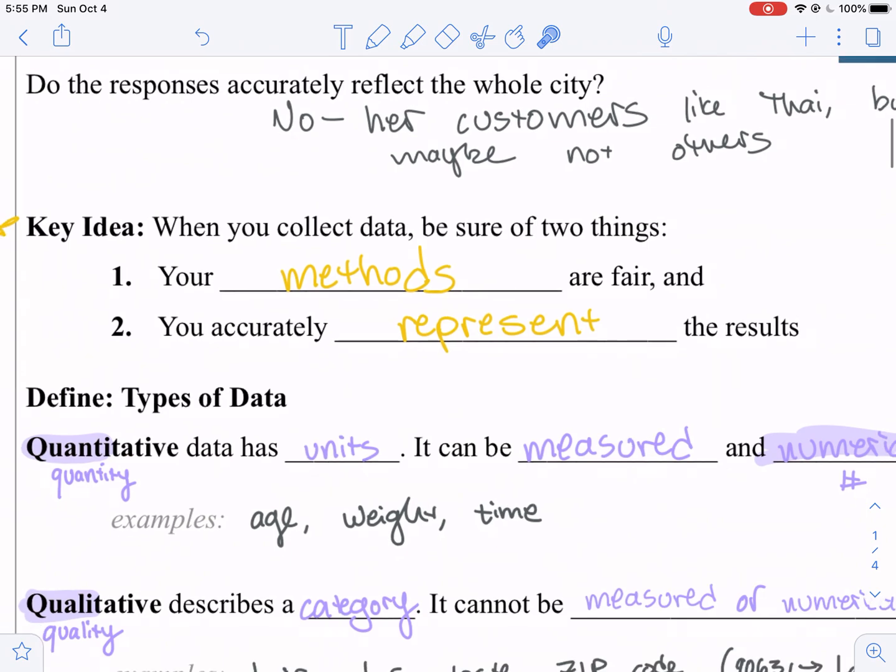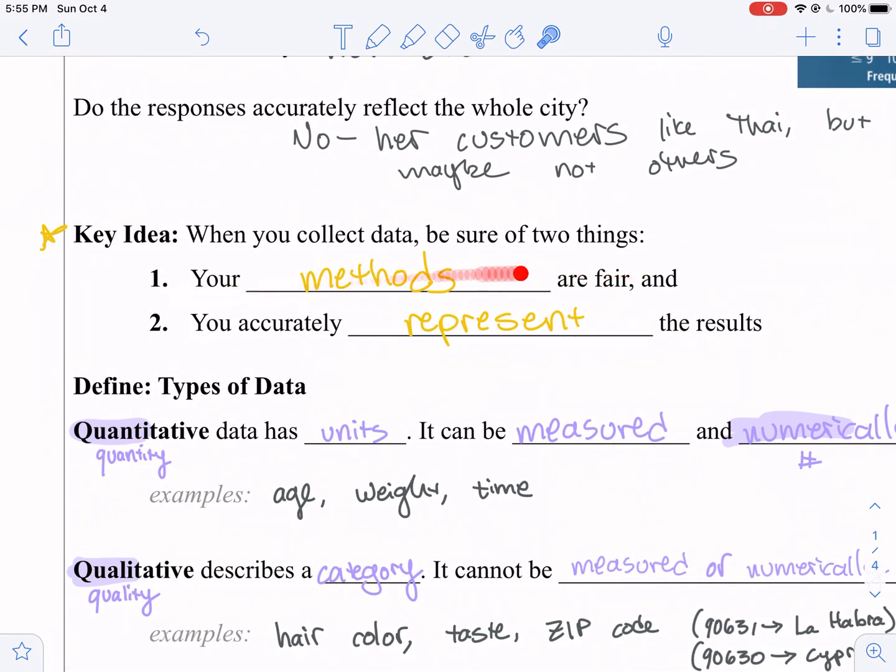And your key idea is right here. Make sure your methods are fair when you pick people, and make sure that you represent the data well.